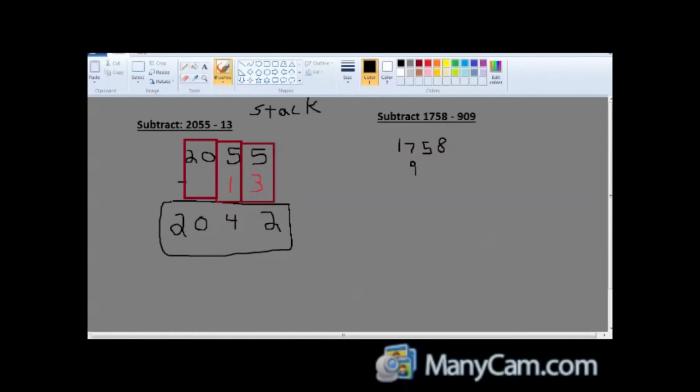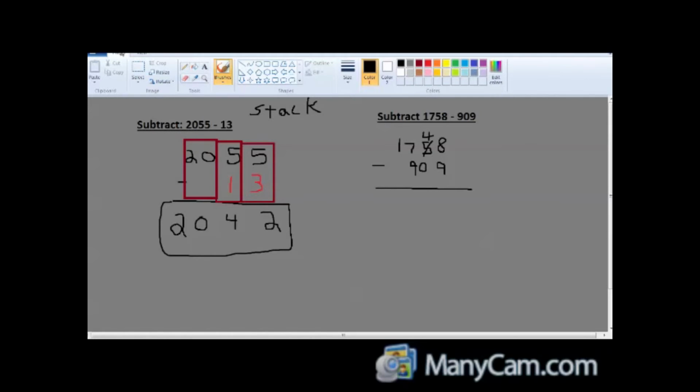I'm going to put 909. Okay. And we are subtracting that. Okay, so 8 minus 9. You can't do that. So 8 minus 9, you can't do that. So you need to borrow from the 5. So we're going to take that 5 and turn it into a number that's 1 below it. So that's going to be 4 because we took 1 away from it.